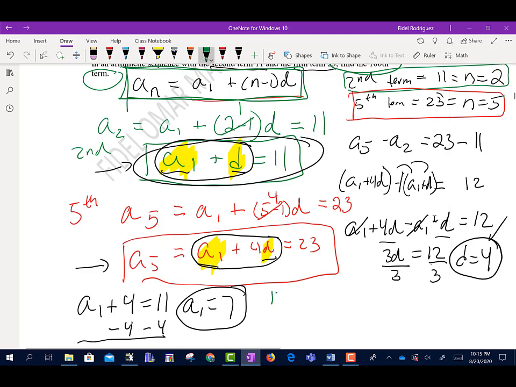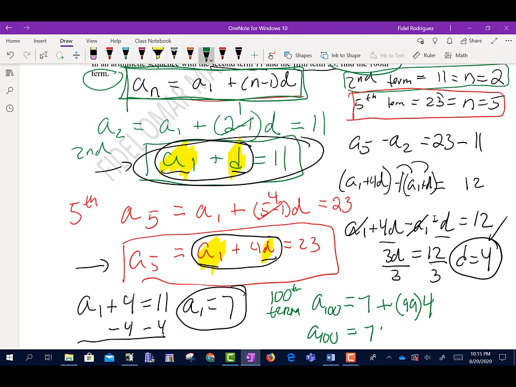But now we're finding the 100th term. So I'm going to say A100 is equal to A1, which we found to be 7, plus N minus 1. Well, 100 minus 1 is 99.